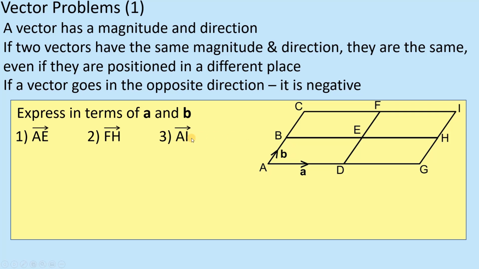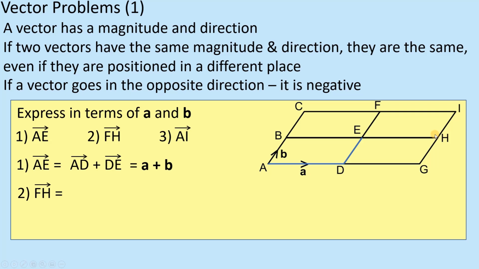So if I'm going from A to E, if I go along there, that's A, and then I'm going to add a B. So it'd be A plus B. If I move this one along, you'll probably see. I've got this one here, AD, and DE, but DE is the same as that one. So it's A plus B. That's AE.